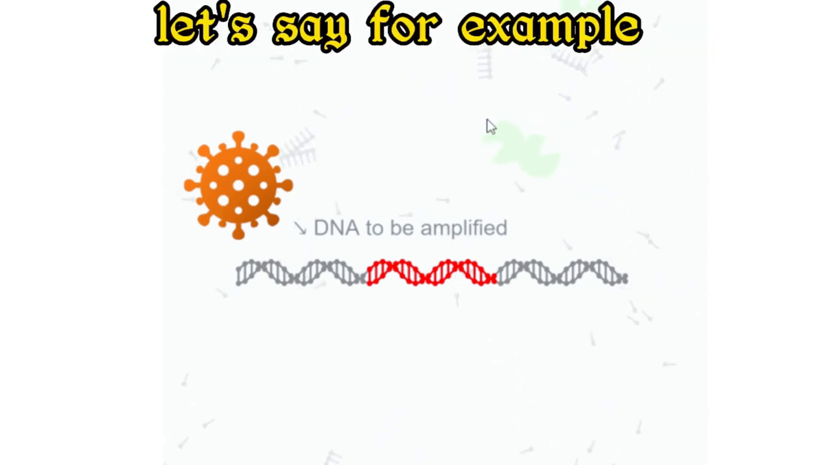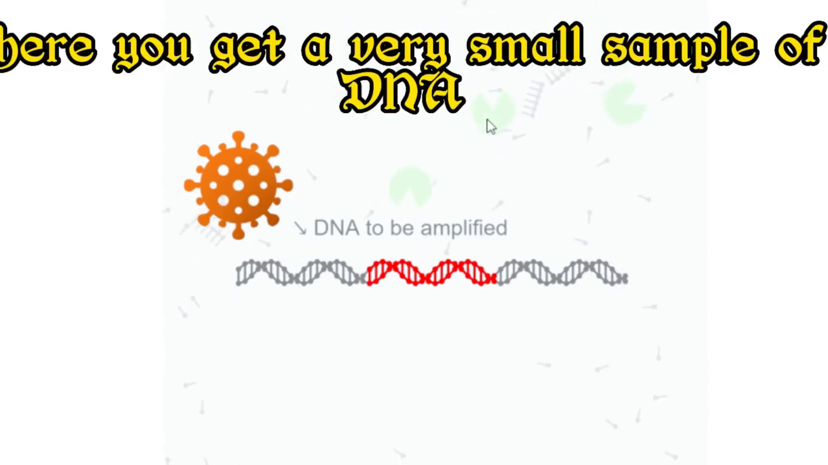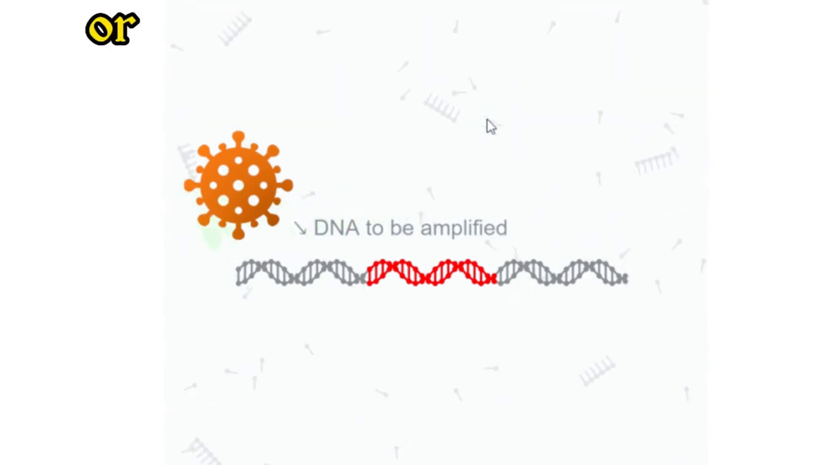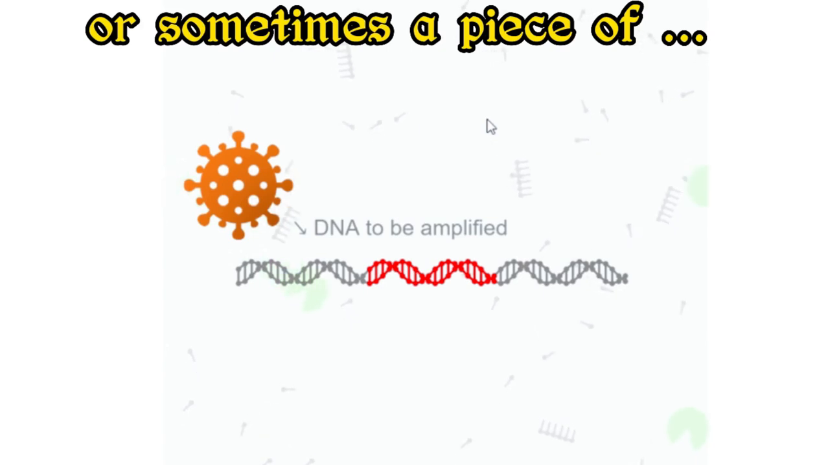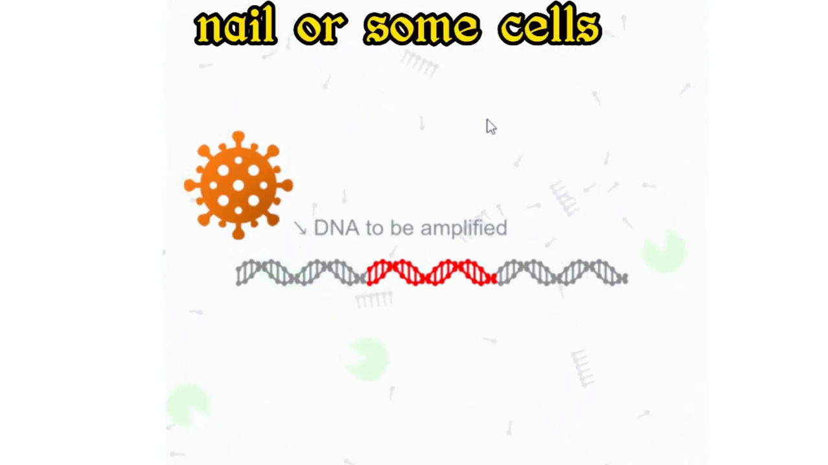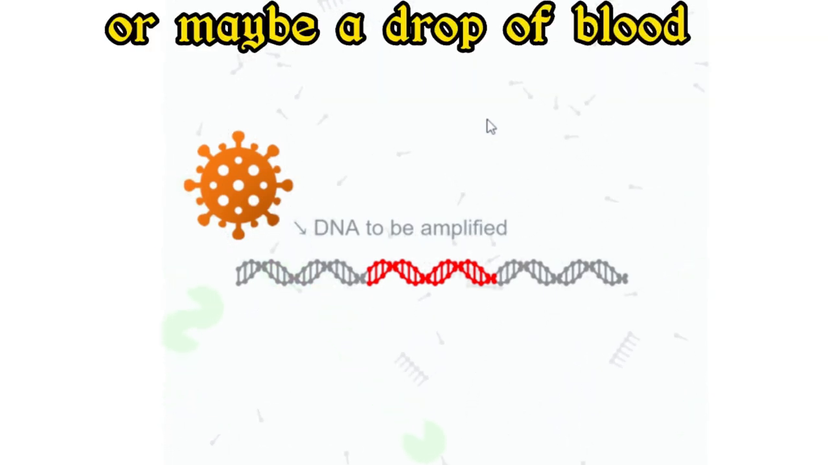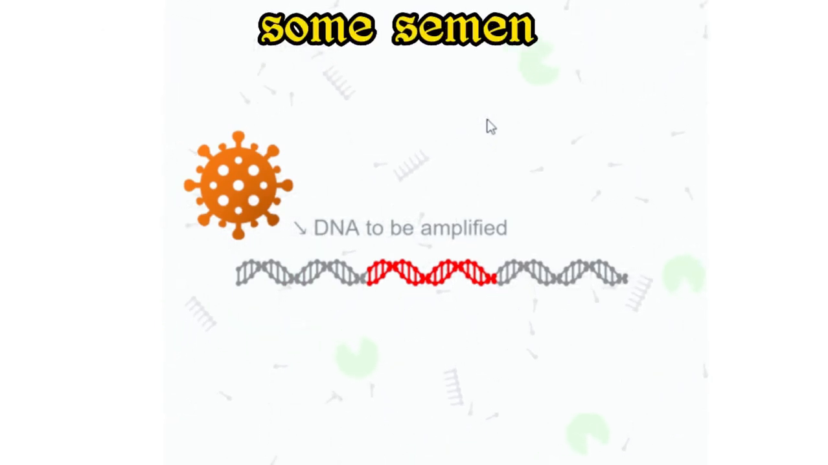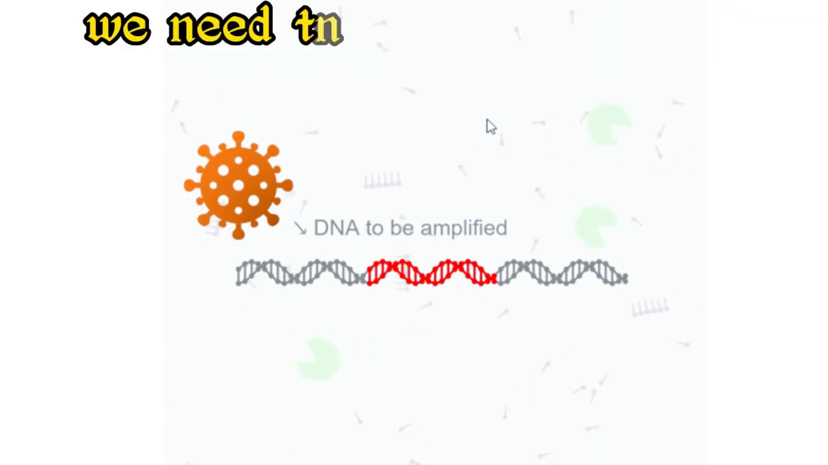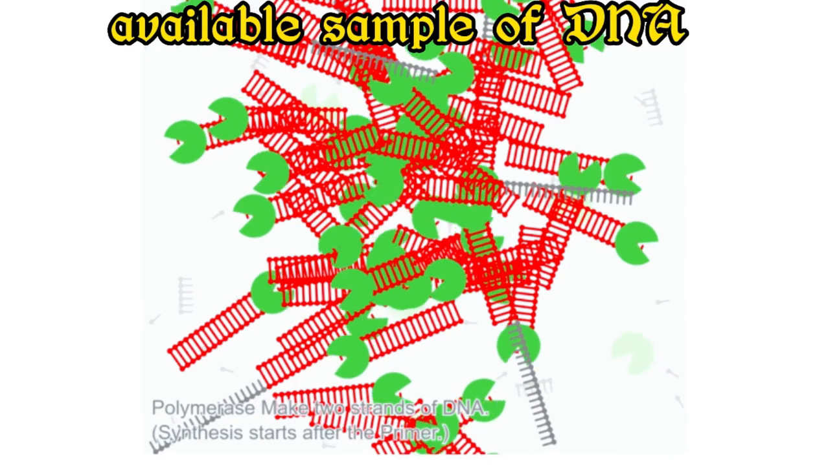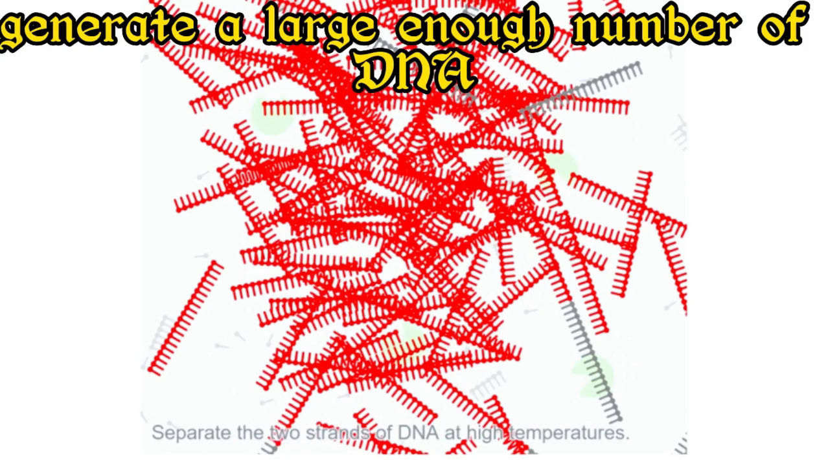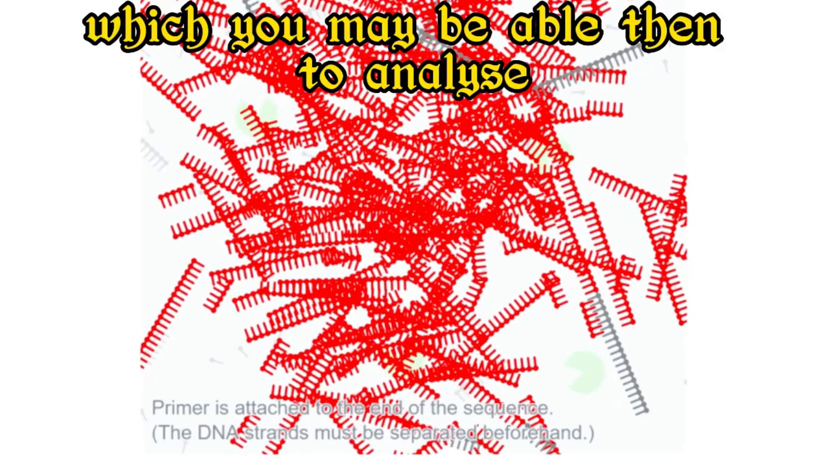Let's say, for example, at a crime scene where you get a very small sample of DNA, like a strand of hair, or sometimes a piece of nail, or some cells, or maybe a drop of blood, or let's say in the cases of rape, some semen. What we need to do is take that small available sample of DNA, multiply it, and then generate a large enough number of DNA which we may then analyze.